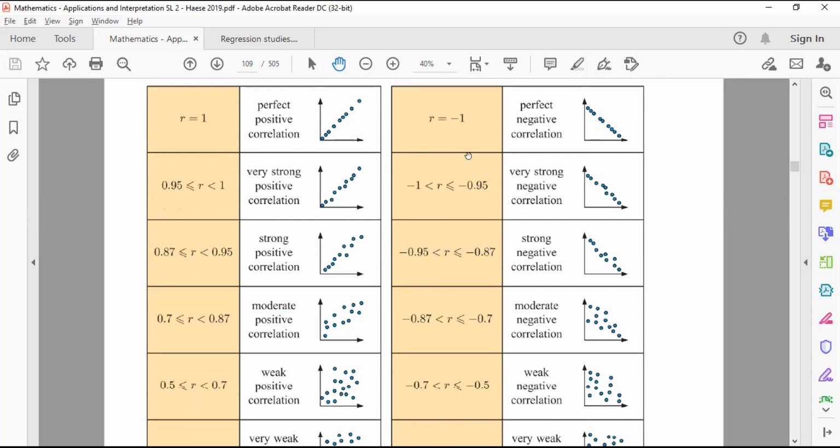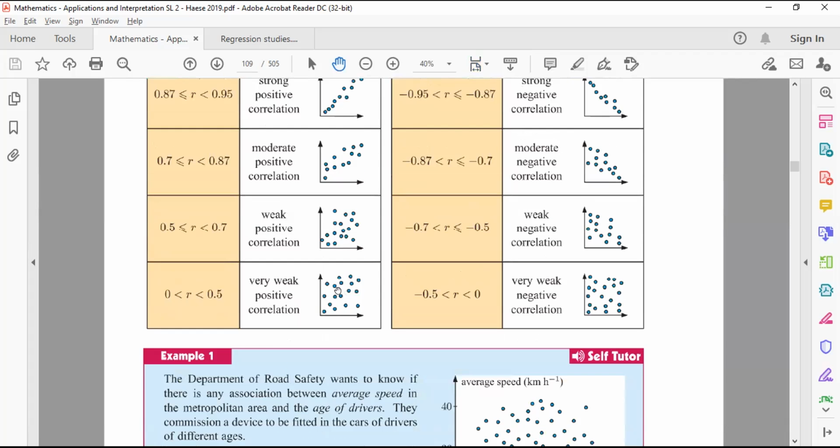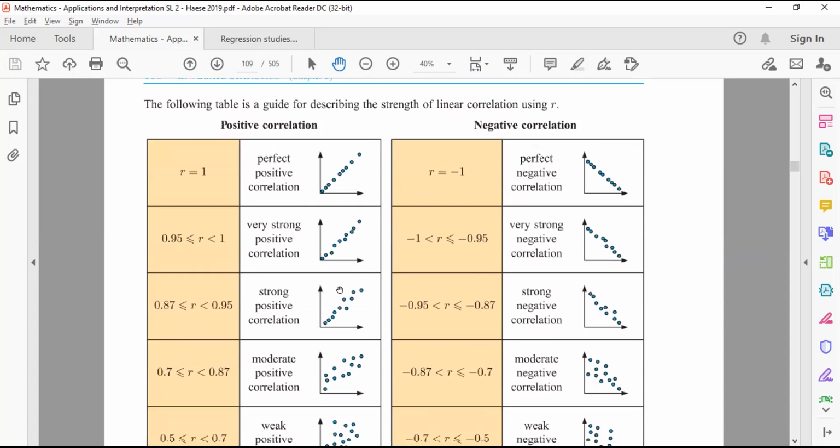R tells how the points are. If R is closer to 1, the points are in a straight line. That is called linear regression. But if R is closer to 0, then points will be scattered, and there will be weak correlation. You got this? Yes. And this is negative correlation.